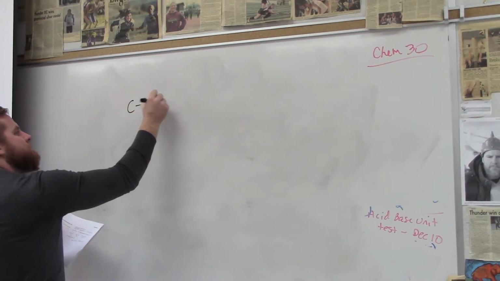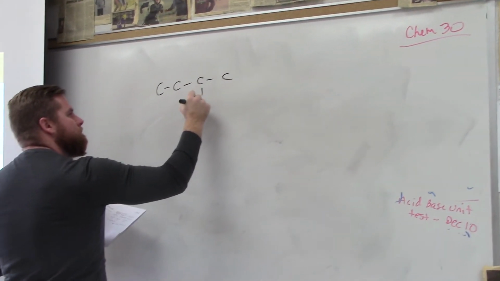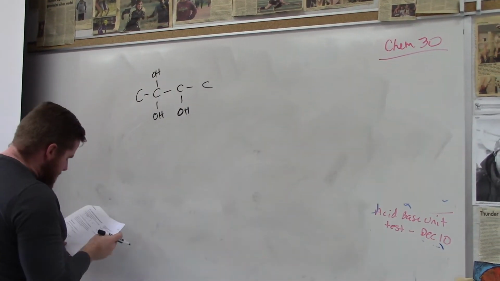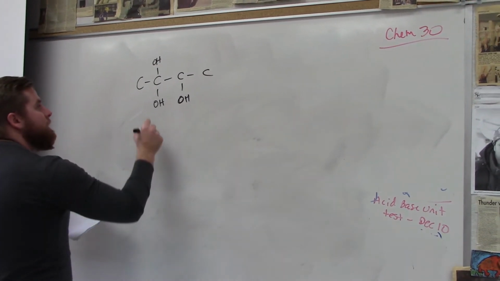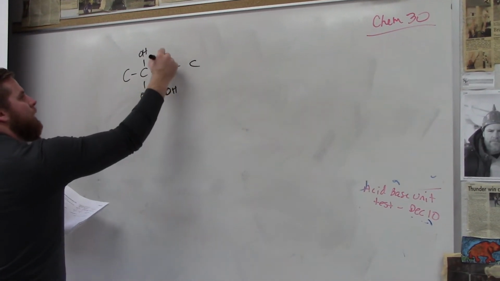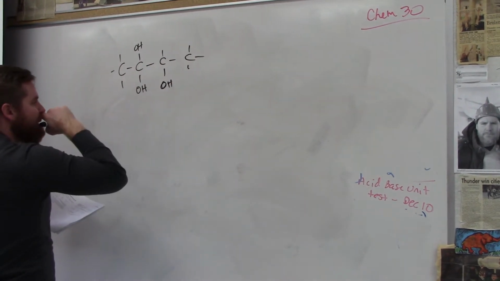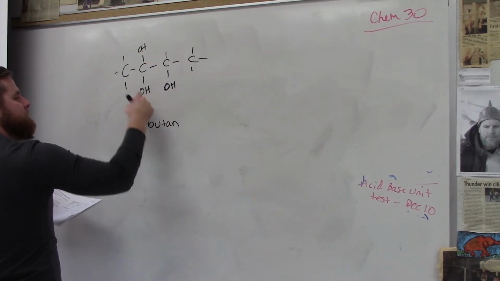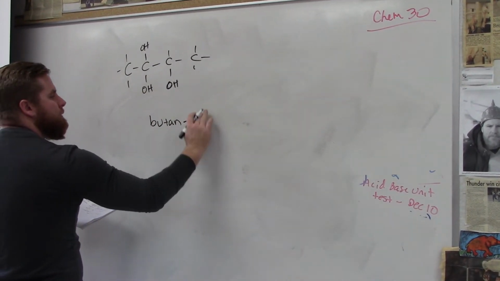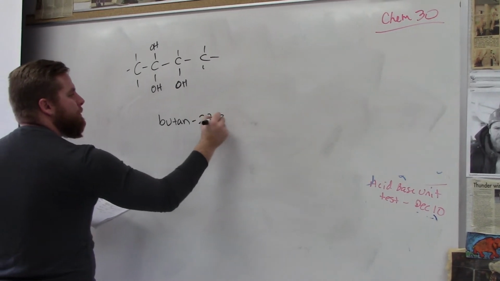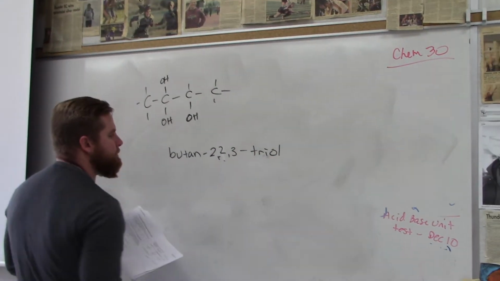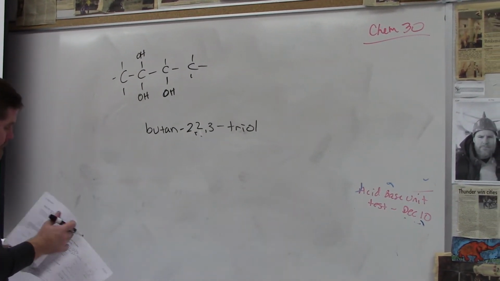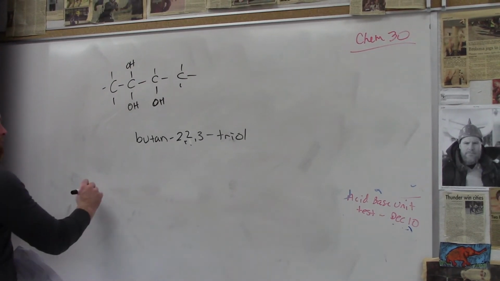So let's say we have this. As I said, you could have diols or triols. Again, this is 4 carbons, so this is butanol. So this would be butan-2,3-... This is carbon 2, so butan-2, and this is on carbon 3. And this would be a triol because there's 3 hydroxyl groups attached to that. All right, so pretty simple.